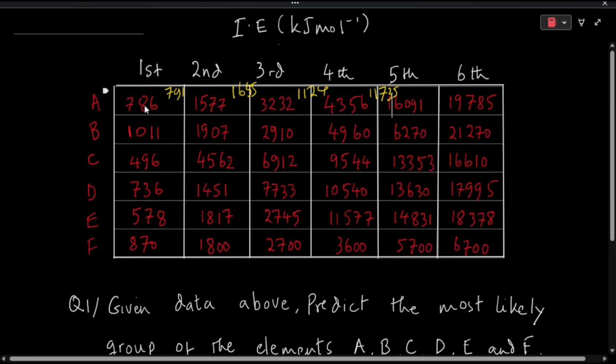All the previous energies, 786 is used to remove the first electron, 1577 is used to remove the second electron, which is a valence shell electron, 3232 is used to remove a valence shell electron, 4356 is used to remove a valence shell electron, but 16,091 is used to remove a core electron. So it means that the first 4 energies are used to remove valence shell electrons. So it means that there are 4 valence shell electrons for element A, and element A is most likely to be in group 14.